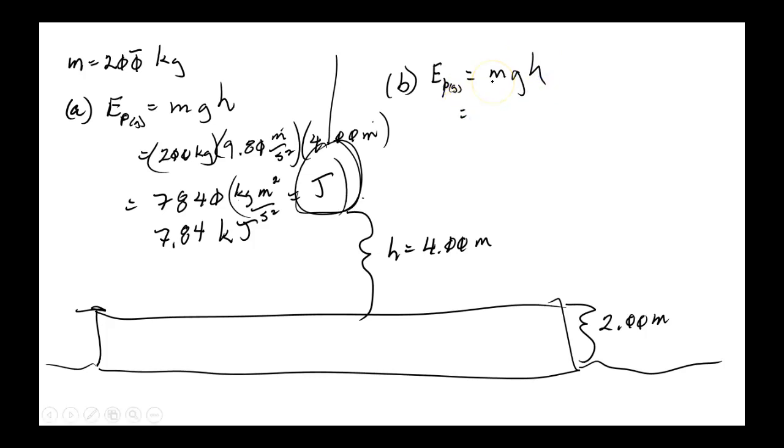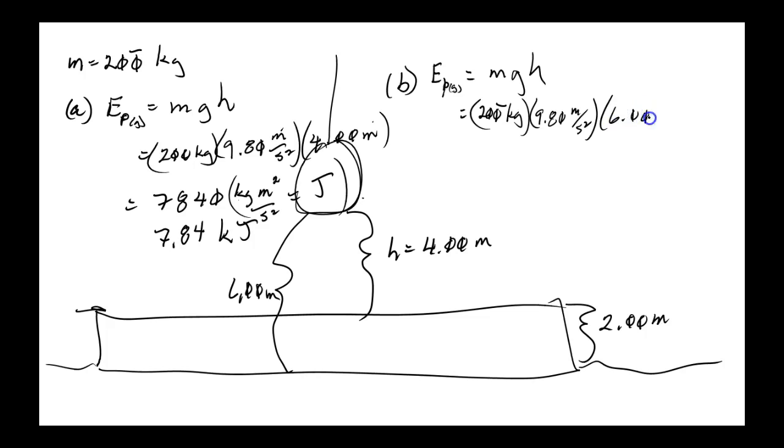What's changed here? Mass is still the same, 200 kilograms. g hasn't changed any. You're still on the Earth, 9.80 meters per second squared. But what has changed? The height. And what's the height now? 6, because you're 6 meters above the ground. The 4 plus 2 gives you 6 meters above the ground. That's your new height, 6.00 meters. Okay, you multiply those together.